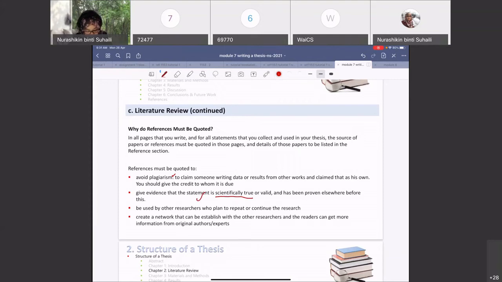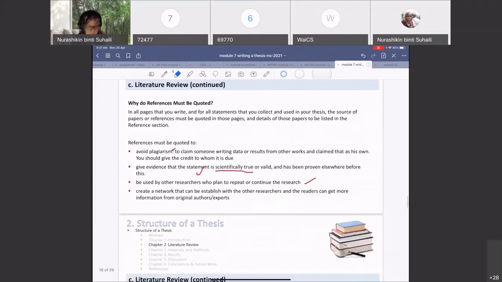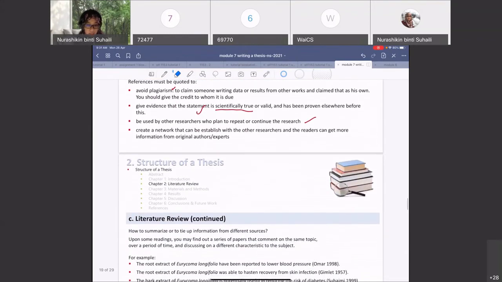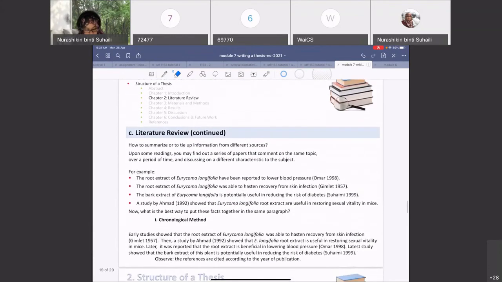Okay. It can be used by other researchers to plan or repeat continued research. So whenever you read an article, you see some of the references, right? You might want to look for those articles as well. This is what is meant by that. They can be used by other researchers for future references. Create a network. So you know who works on this. This is for independent researchers. Once you develop your research in the future, you know from your reading who works in that particular area.